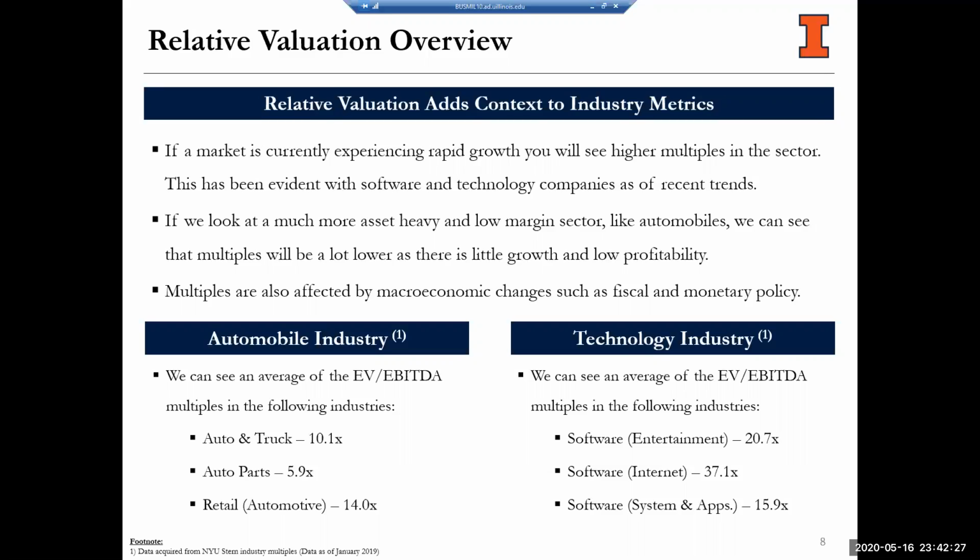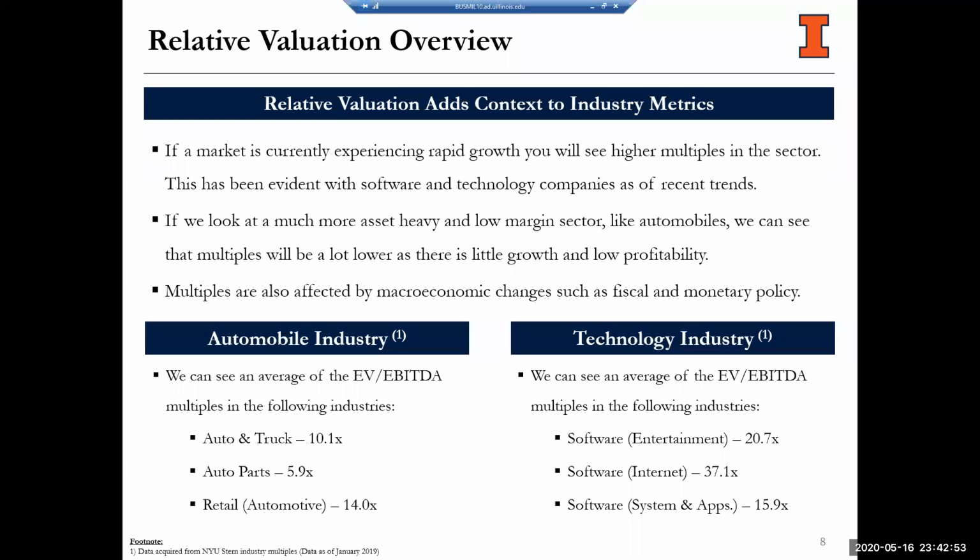Multiples, again, they're very impacted by macroeconomic changes, so definitely keep that in mind. Here is a really great example. Not only within the automobile industry, you see the difference between the average automobile and the average technology. So you're looking at between 5 to 10 to 15 times in the automobile industry versus technology. You're kind of looking at anywhere between 15 to 30 times.